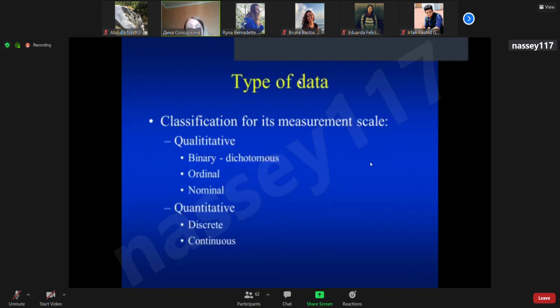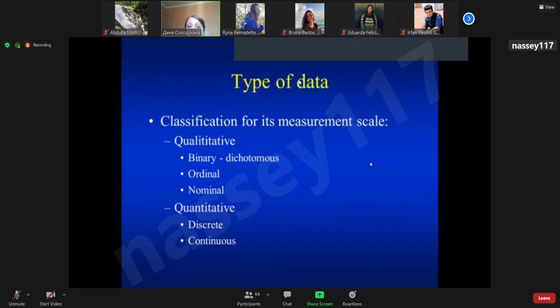So it is important to understand that there are different types of data. And usually, depending on measurement scale, we have qualitative and quantitative data. This is important because method of analysis, which we will apply for any type of data, will depend on type of data. So the first measurement scale is qualitative, and qualitative data are not measured by numbers. They fall into three categories: binary, ordinal, and nominal.